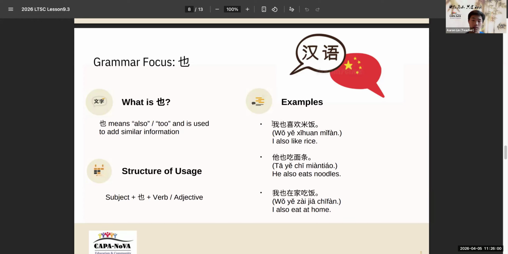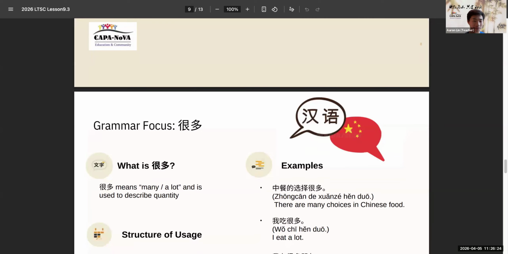So let's just look at the first one, for example. 我也喜欢米饭. If someone else said 我喜欢米饭, then you can respond with 我也喜欢米饭. So you also like rice, to show a similarity. And if there's no questions, I think we should move on. There's some other stuff to cover as well. Yeah, keep going.